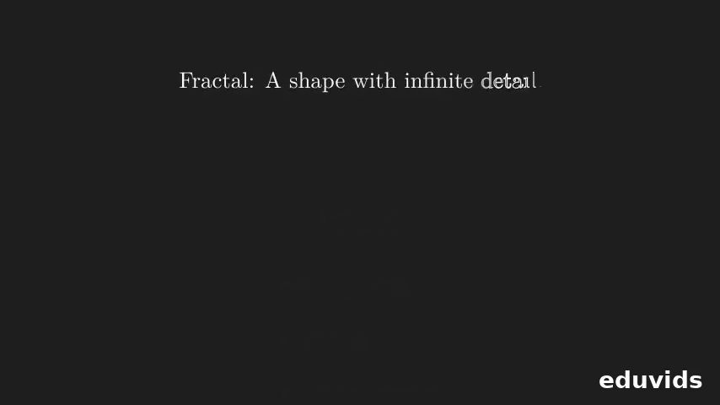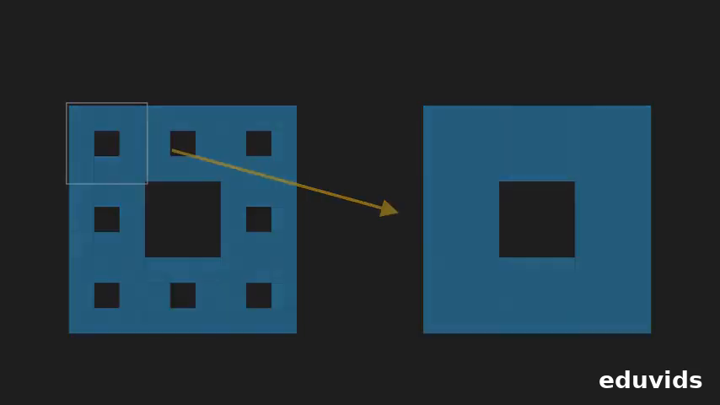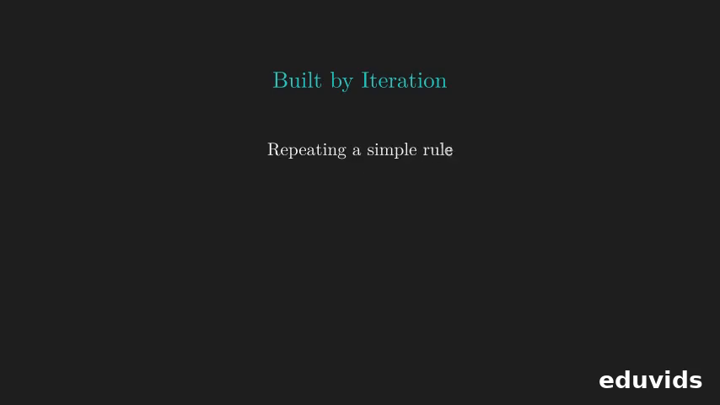A fractal is a shape that contains detailed structure no matter how closely you zoom in. This unique property, called self-similarity, means that small parts look exactly like the whole shape. Fractals are built through iteration, which means repeating a simple rule over and over again.